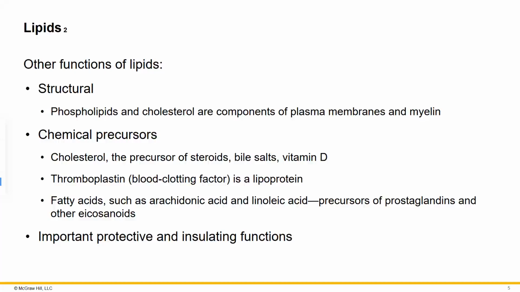Other functions of lipids: structural, so phospholipids and cholesterol are components of plasma membranes and myelin. Chemical precursors: cholesterol, the precursor of steroids, bile salts, and vitamin D. Thromboplastin, the blood clotting factor, is a lipoprotein. Fatty acids such as arachidonic acid and linoleic acid are precursors of prostaglandins and other eicosanoids. Important protective and insulating functions.